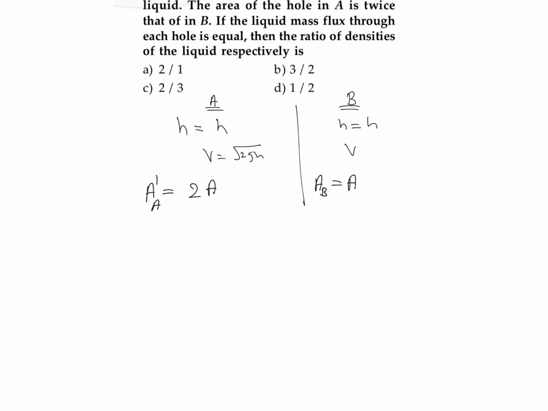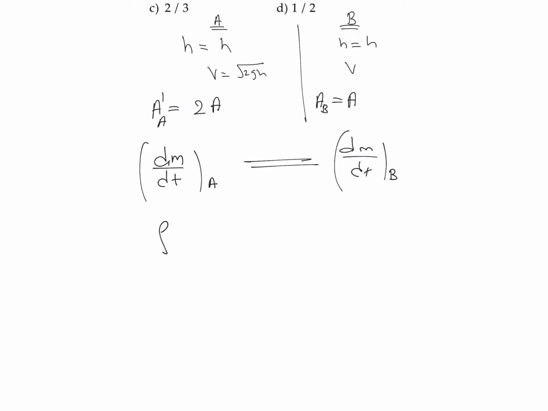And the mass flow rate is dm by dt, and it is the same for both containers. So dm by dt of the liquid coming out from container A is equal to dm by dt in container B. We know that dm by dt is rho into v into A. So rho of A into area of A into velocity should be equal to the density of liquid in B into the area of the opening in container B into velocity. As the value of velocity is the same, we can cancel this.